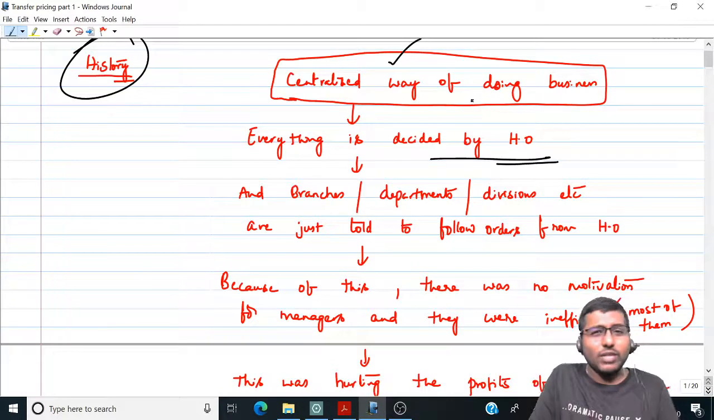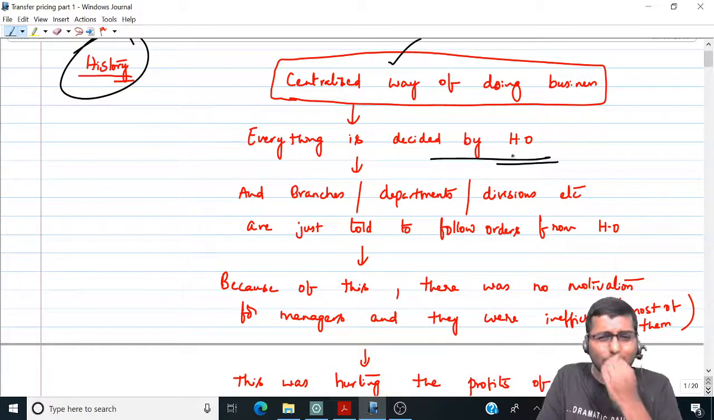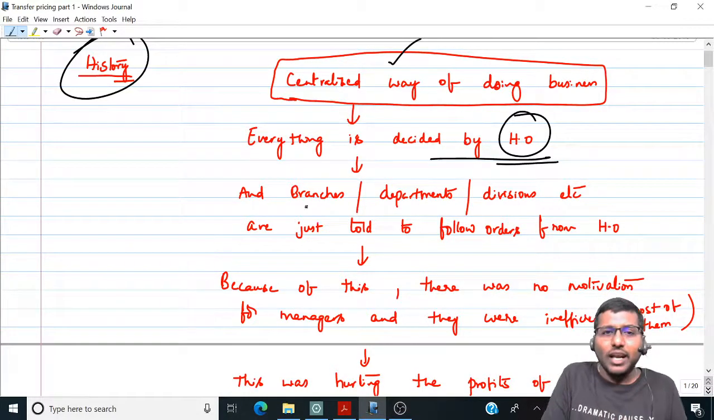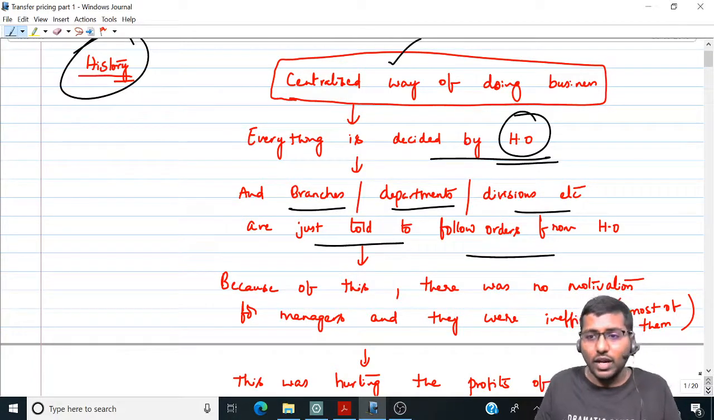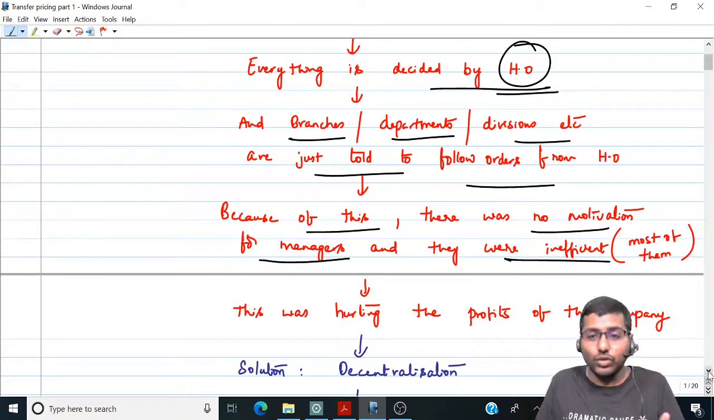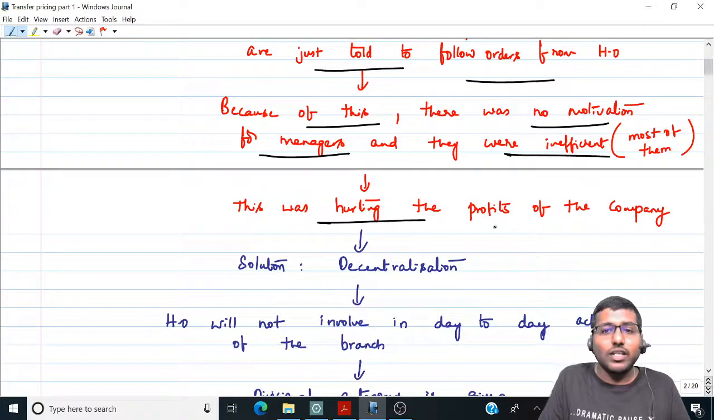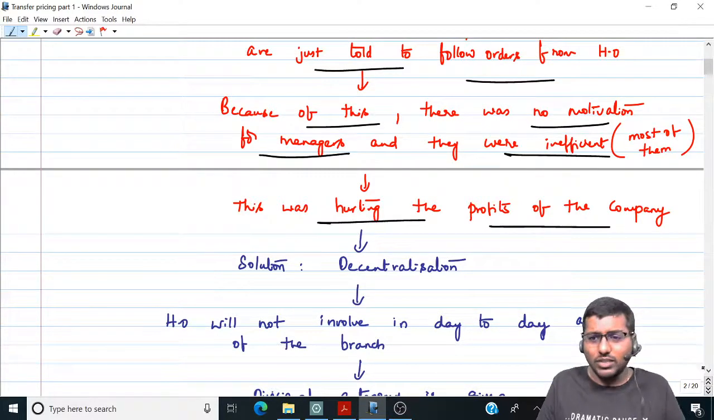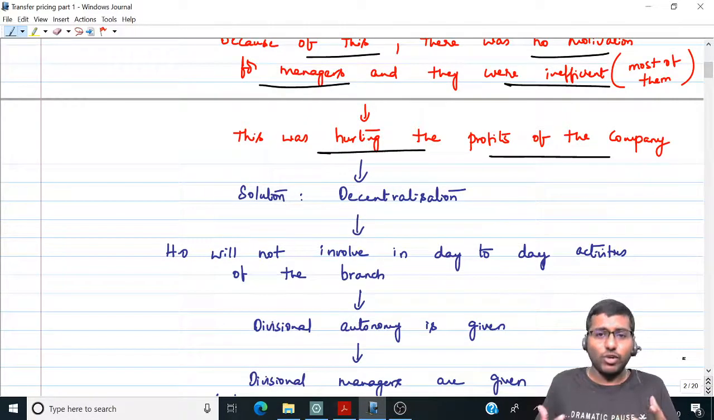So once upon a time, there was a centralized way of doing business. Everything was decided by the head office. Any branches, departments, divisions, etc. were just told to follow the orders from head office. Because of this, there was no motivation for managers and they were inefficient, in fact, most of them. So this was hurting the profits of the company, obviously, because none of them worked to their fullest potential.